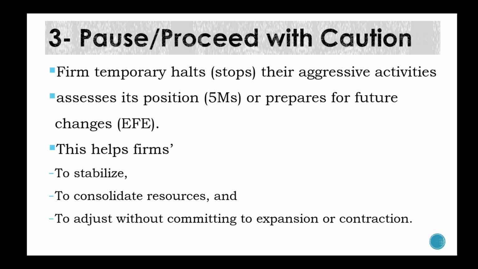Next, we can discuss the pause and proceed with caution strategy. This strategy involves a temporary halt, that is stopping, in aggressive activities while the firm assesses its position or prepares for future changes. This allows the company to stabilize, consolidate resources and make the necessary adjustments in its internal environmental factors based on external environmental factors without committing to expansion or contraction.